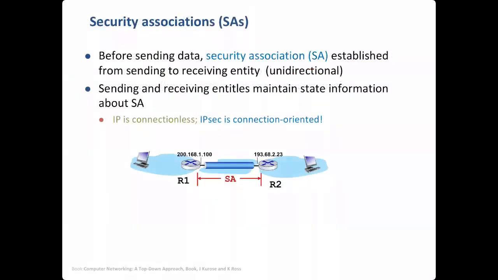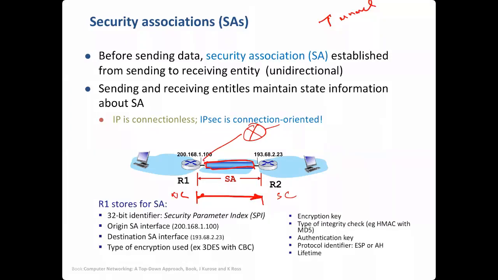So here we are assuming tunnel mode between gateway R1 and gateway R2, and this security association is formed. Now this gateway may form another security association with some other gateway. So let's assume this is north campus, this is south campus. In between, this kind of security association is formed. Okay, what does that security association define? A 32-bit identifier, which is an index.